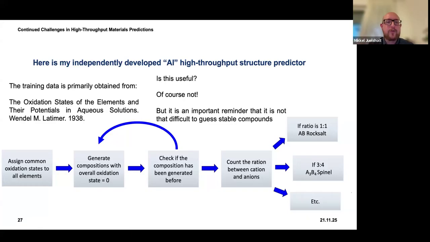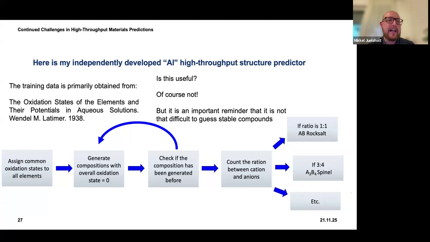And you might ask, of course, is this useful? And the point is, it isn't, of course not, right? It's not a very good model. But it's a really important reminder that it's not that difficult to guess stable compounds if you guess a lot. The difficult part is doing it over and over again every time, right? To be able to do it with high accuracy and precision all the time.